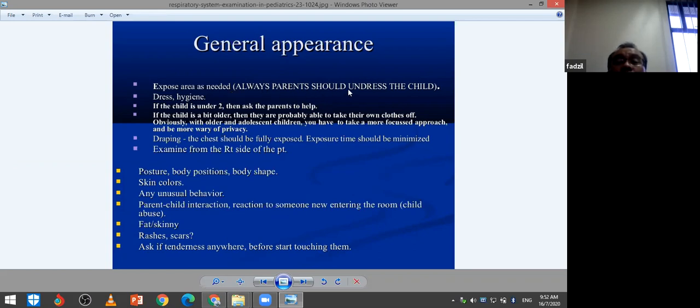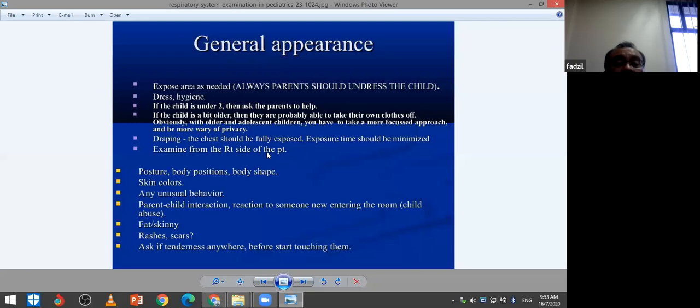Try to ask the parent to undress the child rather than you undressing the child, because when you undress the child, usually they're not cooperative. The mother undresses the child at home. So when the parent undresses, I found out it is different when you do it. Once you open that, already the child will cry. But if the parent undresses the child, then usually the child is more cooperative. So ask parents to help you. And then exposure time should be minimized.